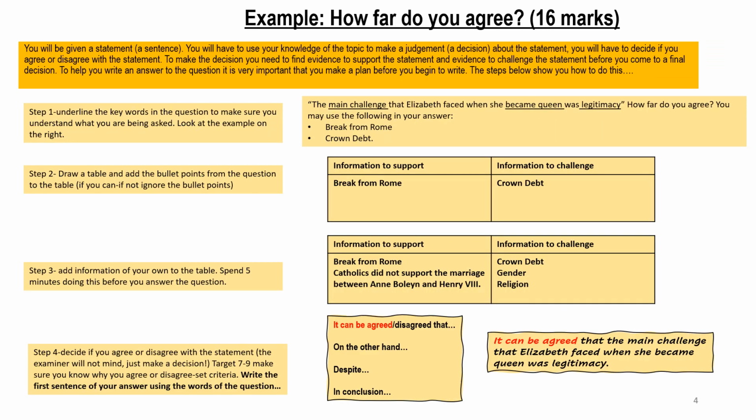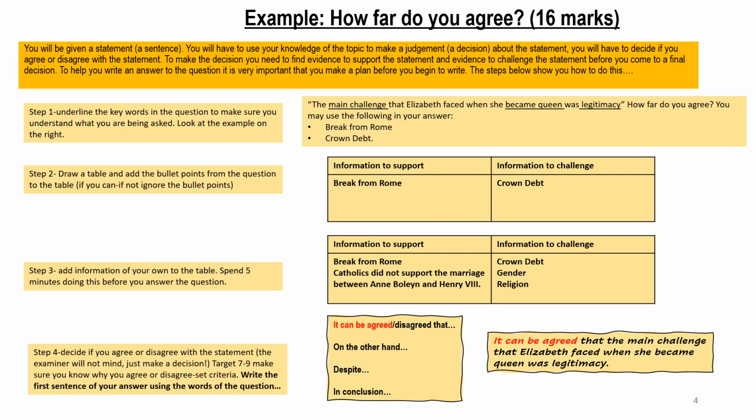The final question is a how far do you agree question. You're going to be given 2 of them, so I would advise you read both of them very, very carefully. The one that you feel the most confident about, the one that you know the most about, is the one that you're going to answer. You will be given a statement or a sentence, and you have to use your knowledge of the topic to make a decision about the statement that you're given. You're going to have to decide if you agree with it or you disagree with it.